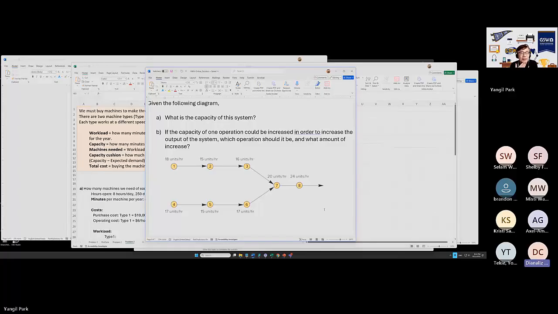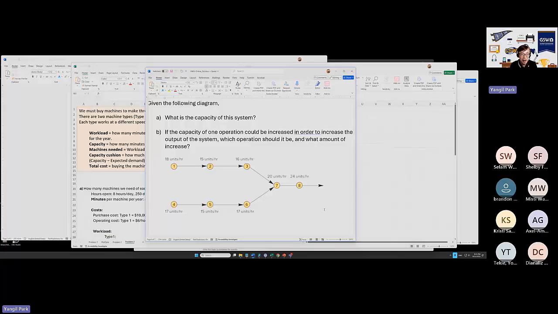Are we saying that each one of these points, like 1, 2, 3, 4, 5, 6, has a specific capacity per hour? So at 1 we have 18, and then 2 is 15. Do we sum these? So 18 plus 15 plus 16, or... Right, you're right. Because that's basically the workstation it goes through. You need to process 18, then 15, 16, but they end up having like 40 something. However, station 7 can handle only 20 units.